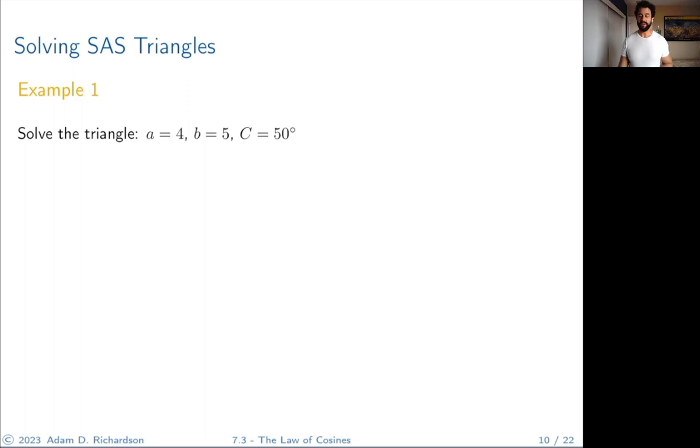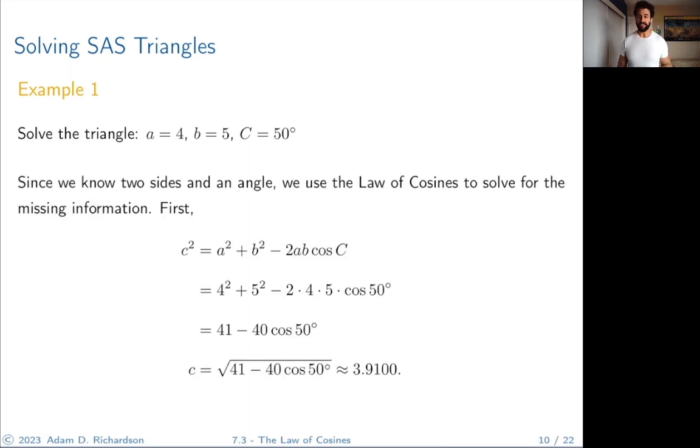All right, here we go. Well, we know two sides and the included angle, so we should use the law of cosines. The law of cosines is going to give us this: c squared equals a squared plus b squared minus that error term. Now we can fill in what we know. We know A is 4, we know B is 5, and we know C is 50 degrees. So we can plug all that information into our formula.